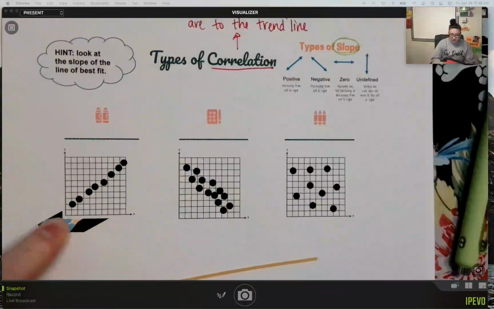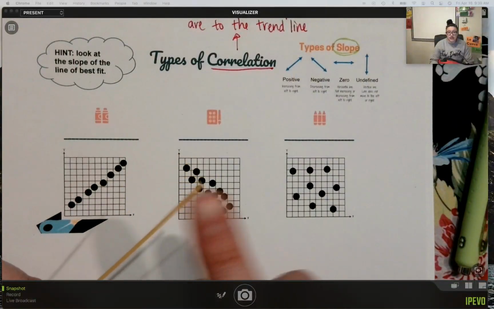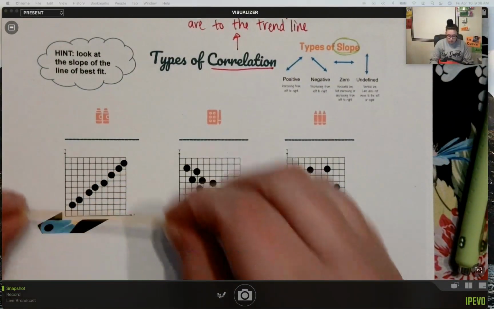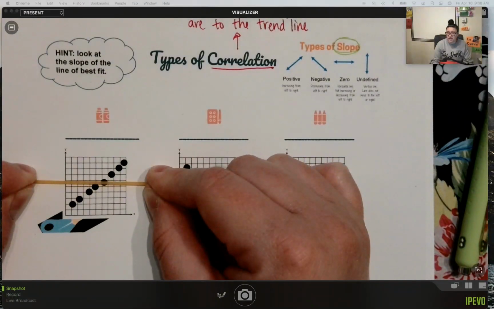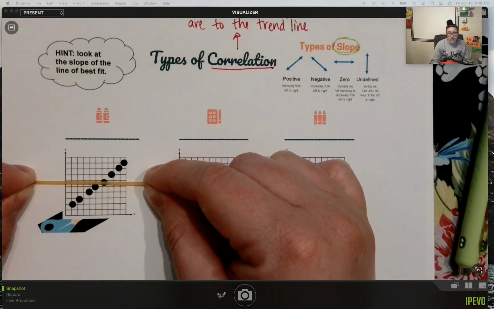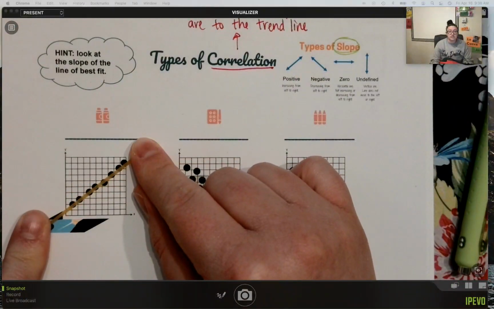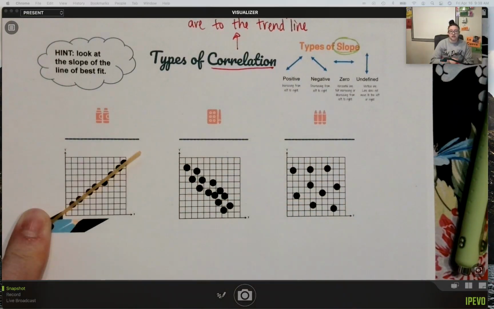So taking a look at this first line, remember, I want to move my little piece of spaghetti, my trend line, through the middle. Again, this is through the middle, but are my dots close to it? No. I want to move my line so that I have as many dots as possible touching my trend line. So this line right here where my spaghetti is, that would be a really good line of best fit.